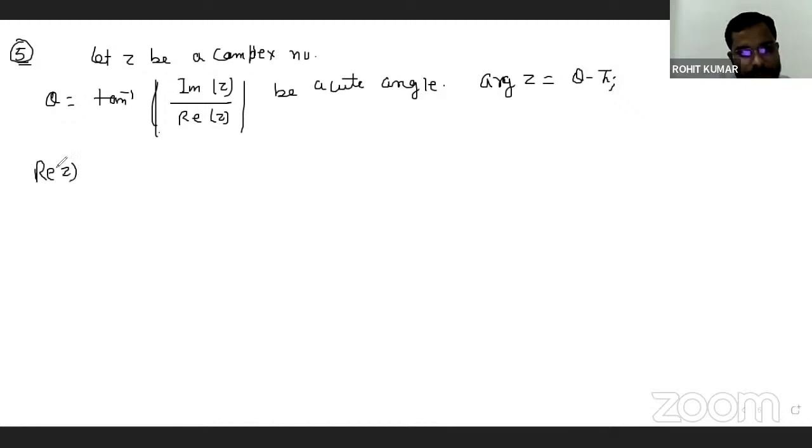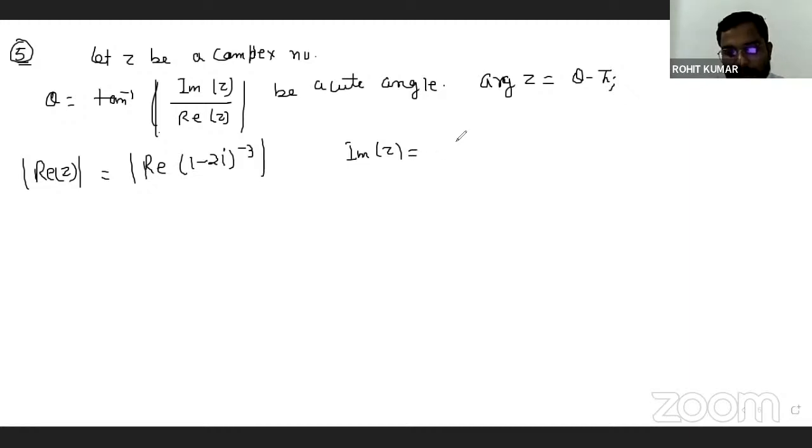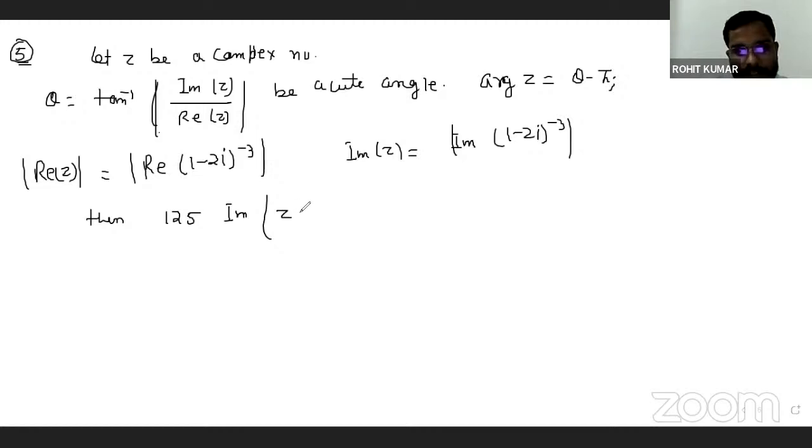Real part of Z is equal to real part of (1 minus 2i) power minus 3. And imaginary part of Z is equal to imaginary part of (1 minus 2i) power minus 3. These are the details given in the problem. Then find 125 times imaginary part of Z plus 2i upon Z bar. This is what you have to calculate. See, start from here.